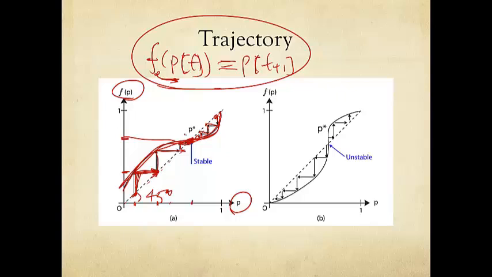Now let's look at a different shape of f of p. Still, this one cuts across the 45-degree line only once, but it is convex first and then concave. So there is an equilibrium, and this is the unique equilibrium.